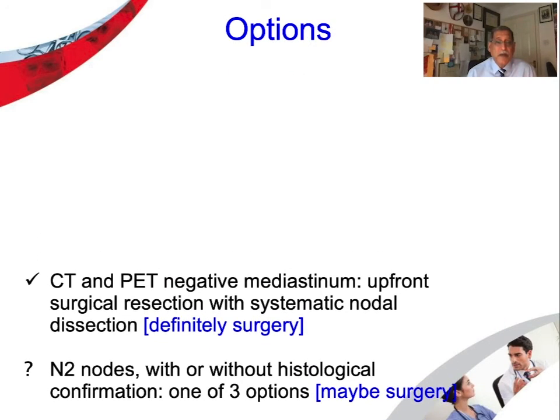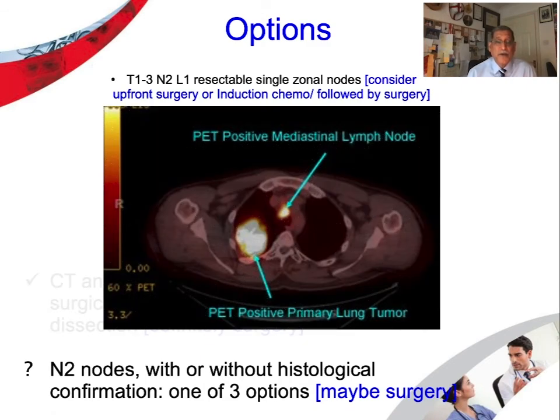This is a PET scan to demonstrate this point very elegantly. The primary measured more than 7 centimeters and there is an N2 single node in station 4R. Although technically it is easy to do a right upper lobectomy and systematic nodal dissection, the surgeon should decline this patient for operation. He or she is best served by definitive radical chemo-radiotherapy.